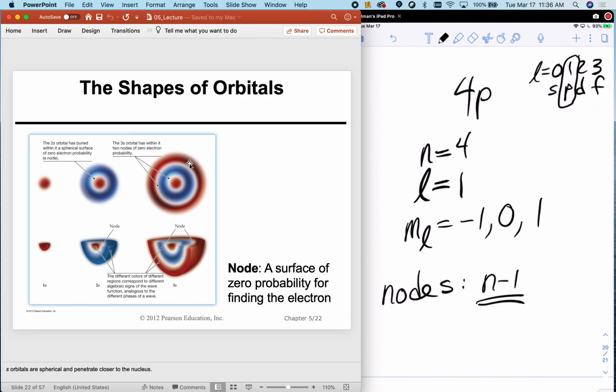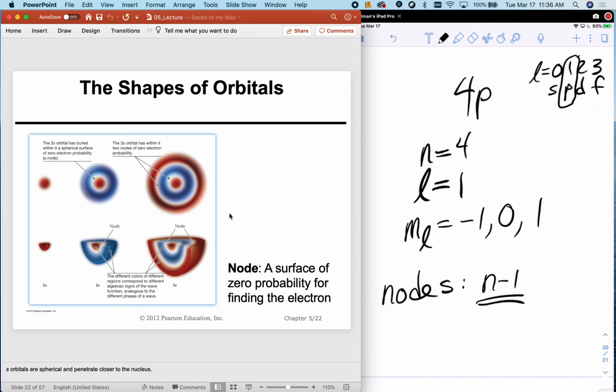But you can't have electrons uniformly distributed through all these. So for a 3s, n minus 1 is 2, and so you have 2 nodes. There are regions where you have 0 probability of finding an electron. For a 2s, again, you've got 1 node, so 2 minus 1. And then for 1s, you can find the electron anywhere in that whole diameter, or cross section.